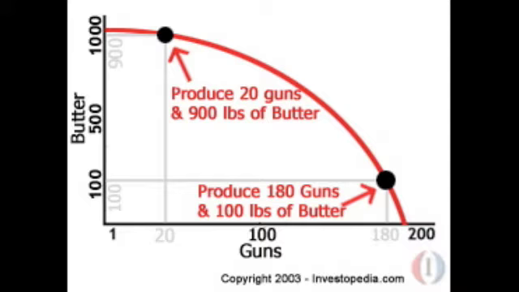So we can see from the right point, it says produce 180 guns and 100 butter. If we want to produce 180 guns, we can only produce 100 butter. However, like in the point on the left, if we produce only 20 guns, we can produce 900 butter. So you can see by setting a standard of what's more important, we allocate our resources to different products.